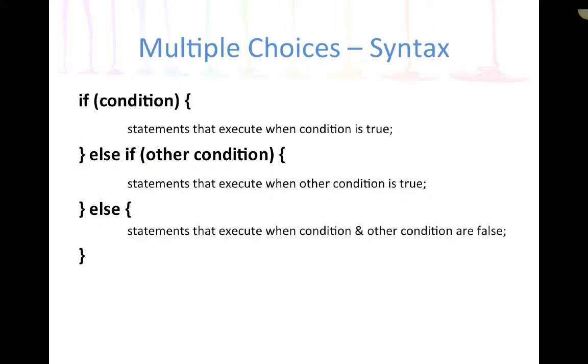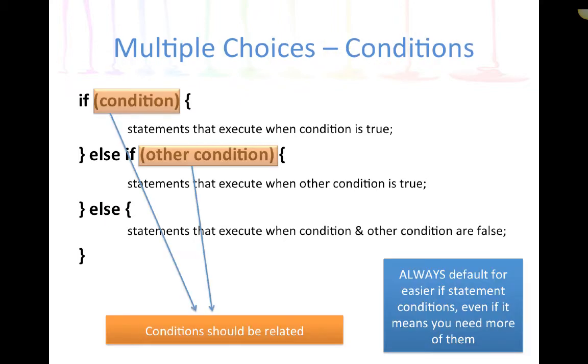Oftentimes you have more than one choice that you need to evaluate, and in this case we use an if and an else if statement. It would check our first condition here, and if this condition evaluated to true, it would do what's inside of here. If it did not, it would come down here and evaluate this statement, and if it evaluated to true, it would execute here. However, if this also evaluates to false, it would run what's inside of the else statement.